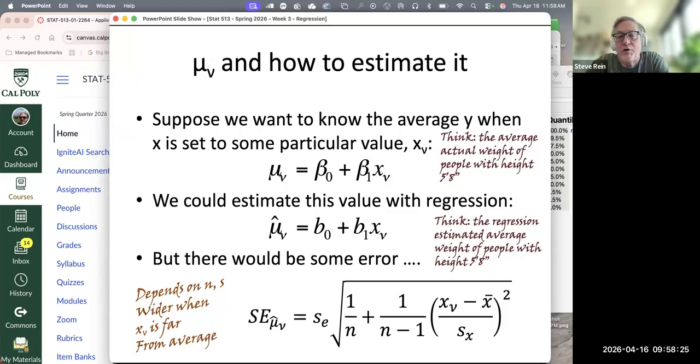That probably won't have any questions. Let's try the second part. S sub e. S sub e, what is that? S sub e is equal to the root of MSE. Sometimes it's called RMSE in the regression output. It tells you how close your predictions are to the actual value that you will be observing.